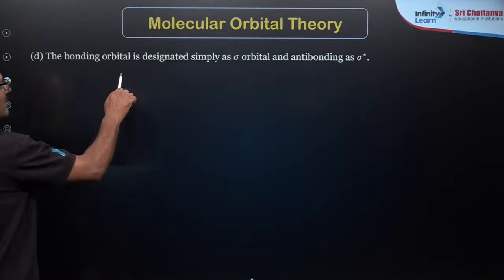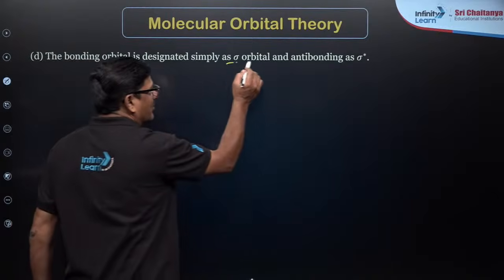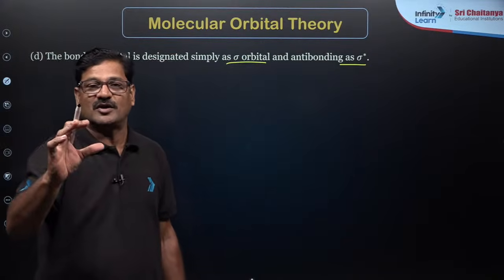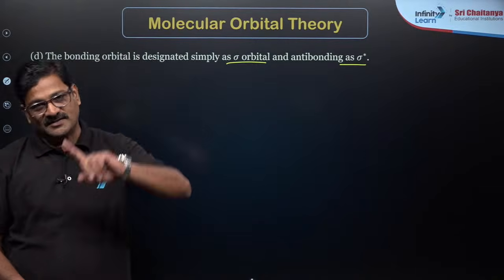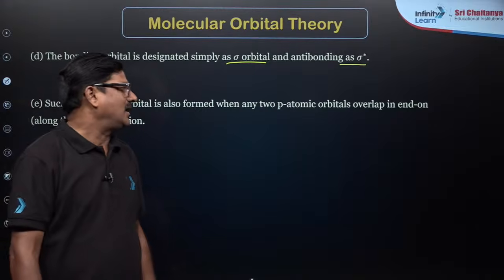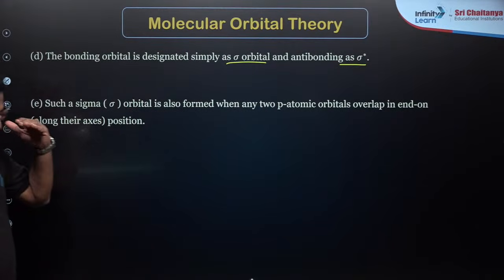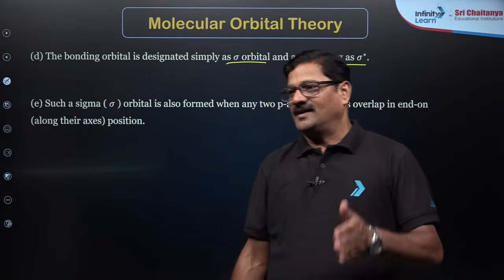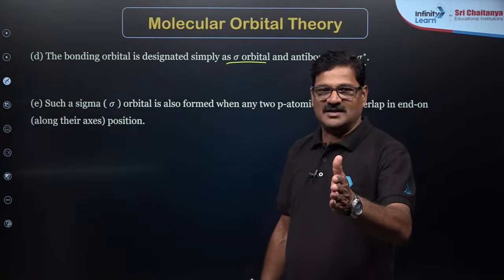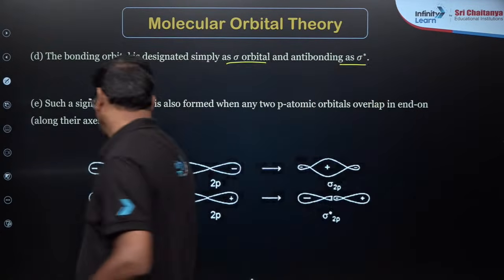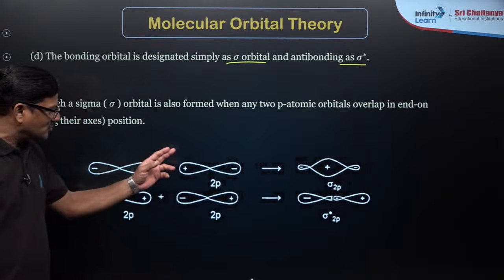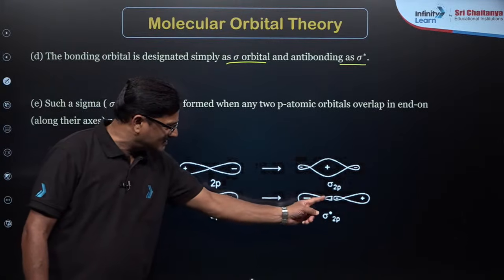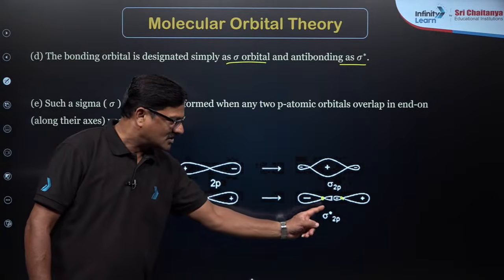So the bonding orbital is designated simply as a sigma orbital. Anti-bonding orbitals are designated as sigma star. The orbital that has a star will be an anti-bonding orbital. The sigma bond is the bond formed along the bond axis, and pi is going to be lateral overlapping. When you see 2p orbital and 2p orbital combine, this is the sigma 2p, and this is sigma star 2p.